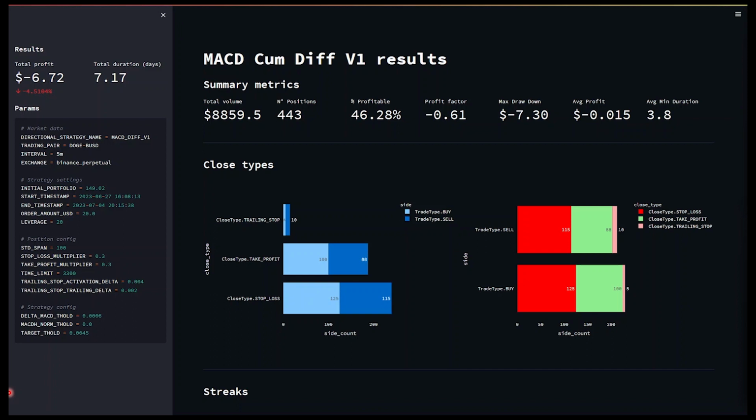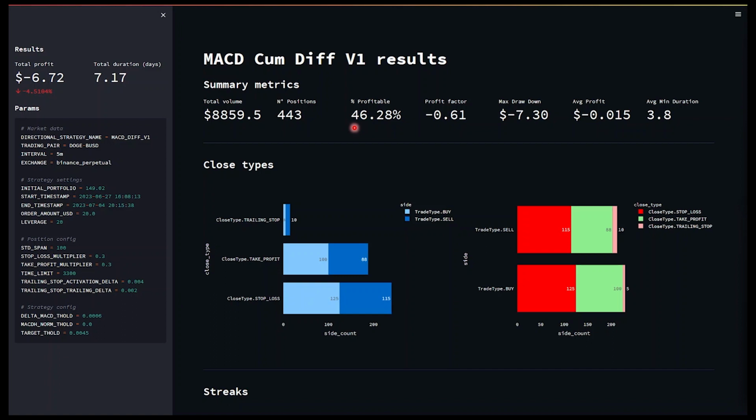Let's watch a metrics summary to understand better the bot's performance. Okay. Over the course of the past 7 days, we have incurred a total loss of almost 7 BUSD. This represents a decrease of 4.5% from our initial portfolio. During this period, our trading activity was marked by the execution of over 400 positions with a total volume of approximately 9,000. The total accuracy was 46%, mainly affected by the take profit and stop loss multipliers, which we are going to see in a moment.